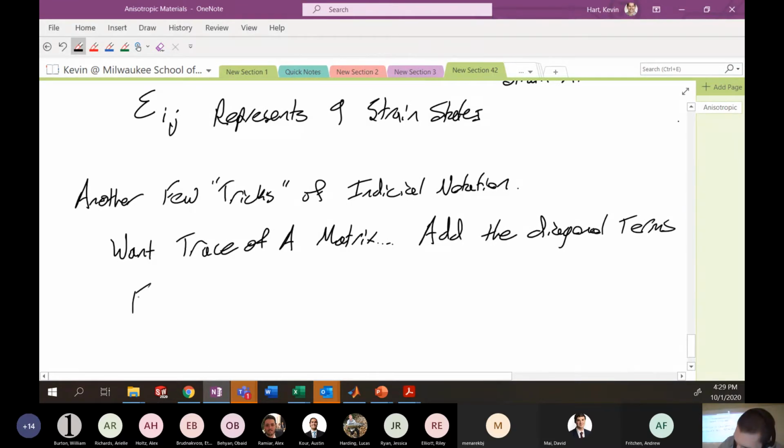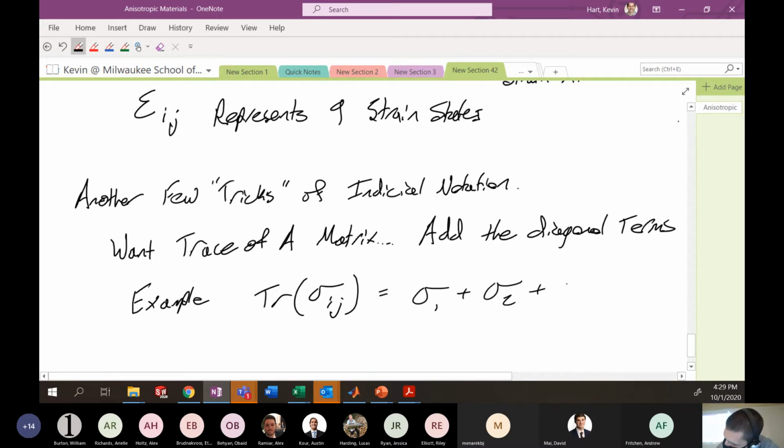An example might be the trace, TR of sigma ij, is sigma x plus sigma y plus sigma z, or what we might say, sigma 1 plus sigma 2 plus sigma 3. Okay, that's not that hard to understand.